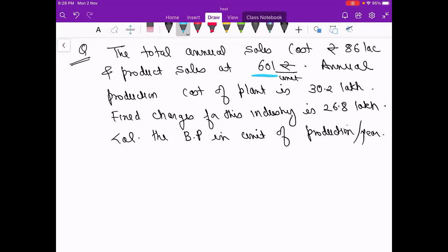It is 601. Okay. Solve fast. Okay, so many students are getting answer 6873. I don't know what is the correct answer. We will solve.